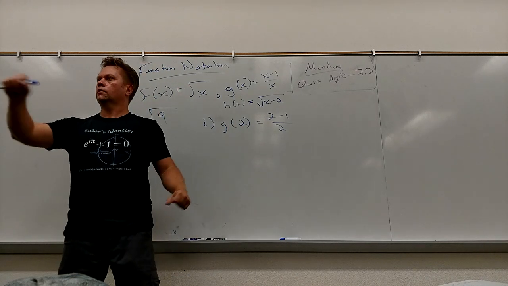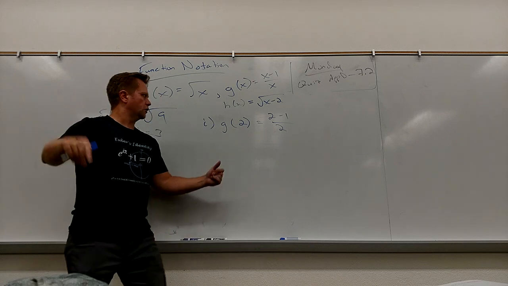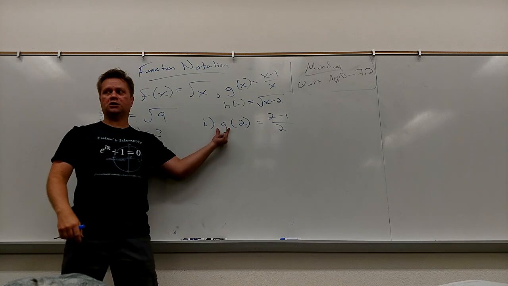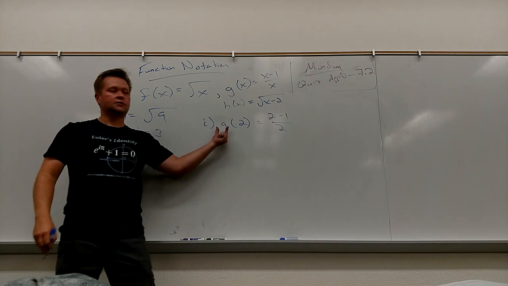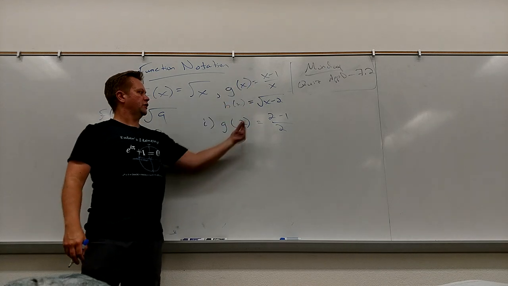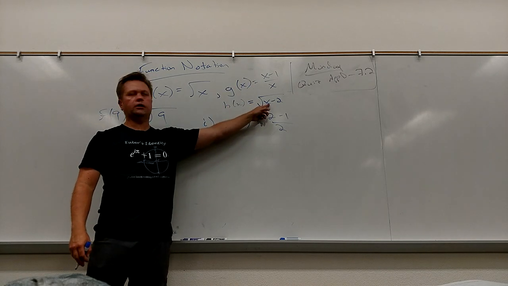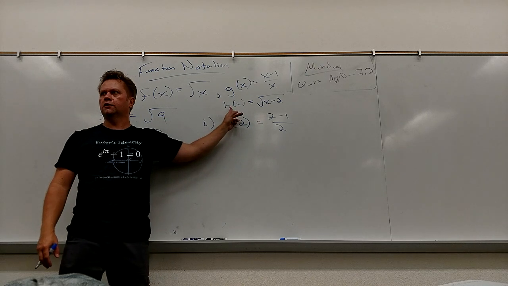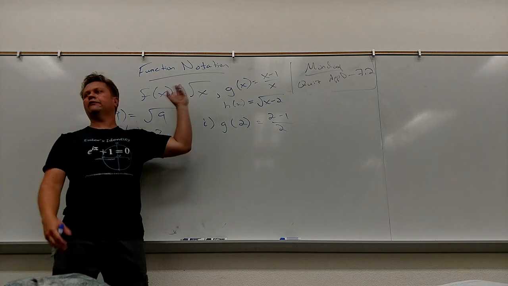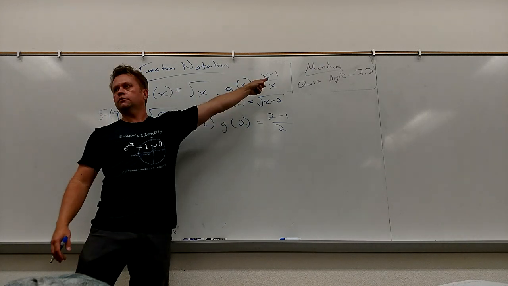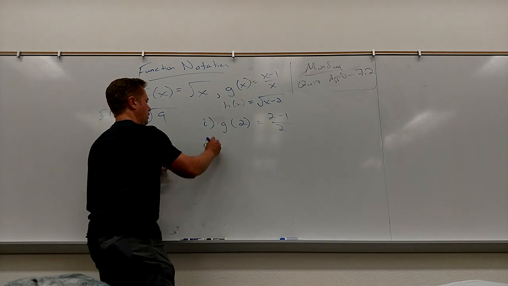So x means g? Is that what you're saying? No. G means g, right? G of x is x minus 1 over x. So what's g of 2? Do I put a 2 here? No, I didn't say h of 2. Do I put a 2 there? No, I didn't say f of 2. I said g of 2. So what's h of 2?